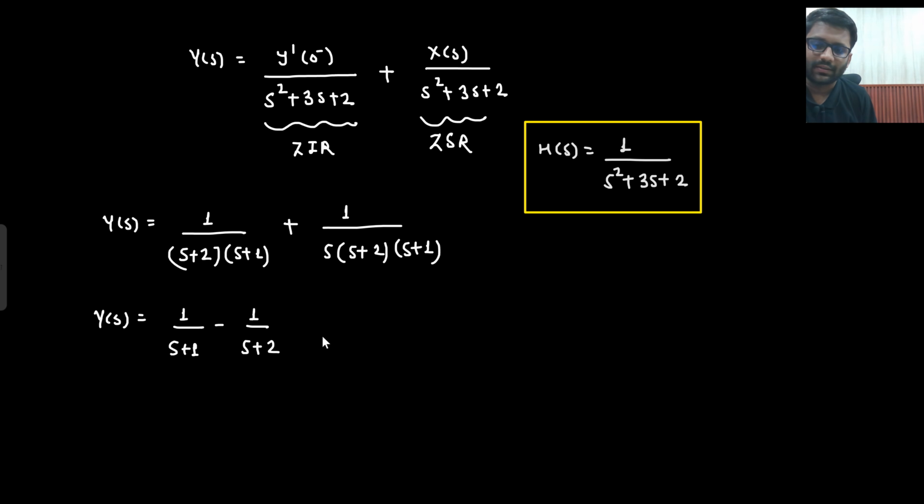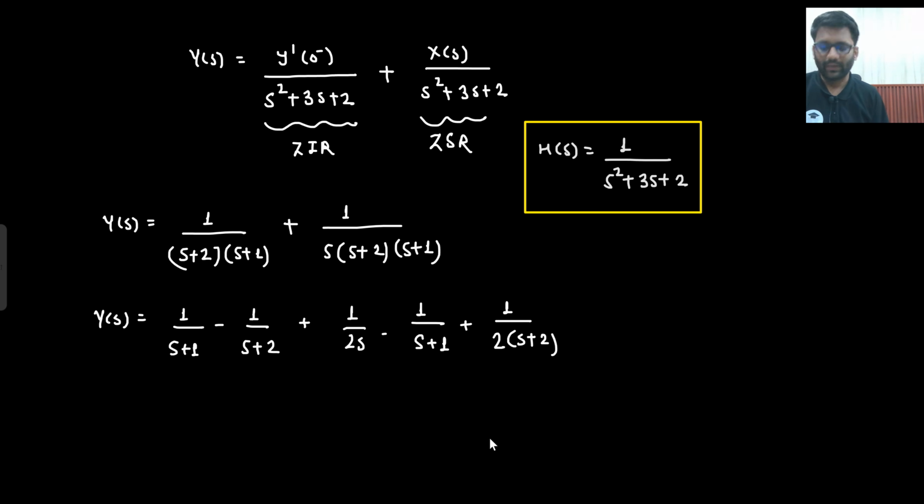So that would be this thing only. Plus, here you need to apply the partial fraction. So I have written down the answer, that is 1 by 2s minus 1 by 2s plus minus 1 by s plus 1 minus 1 by s plus 1 plus 1 by 2s plus 2. So you can do the partial fraction on your own. This is the answer you will be getting.